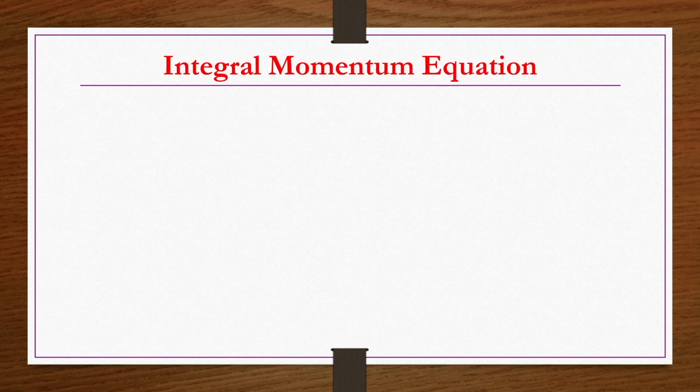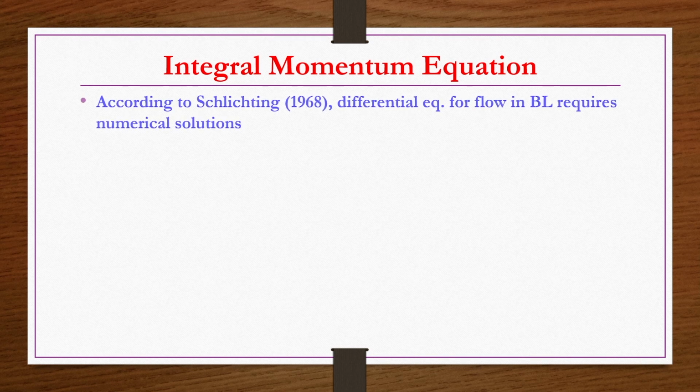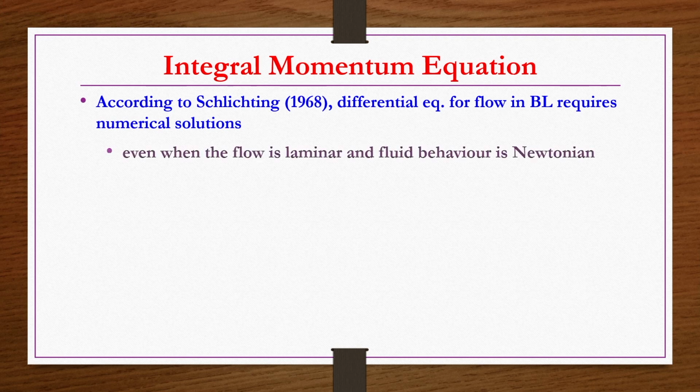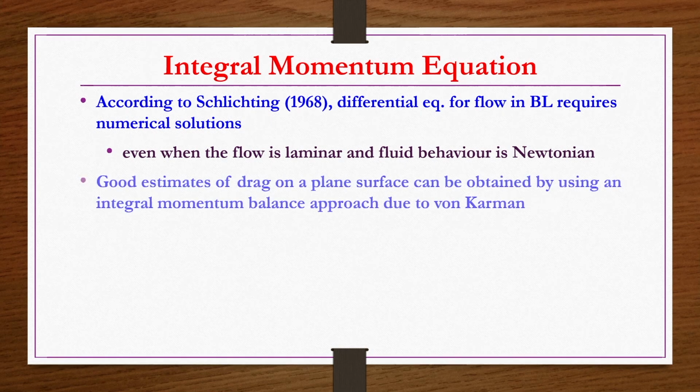Now, we are going to develop the integral momentum equation for this boundary layer flow, laminar boundary layer flow only. According to Schlichting, the differential equation for flow in a boundary layer requires numerical solutions even when the fluid is Newtonian and the flow is laminar. So, that is the reason good estimates of drag on a plane surface can be obtained by using an integral momentum balance approach due to von Karman.